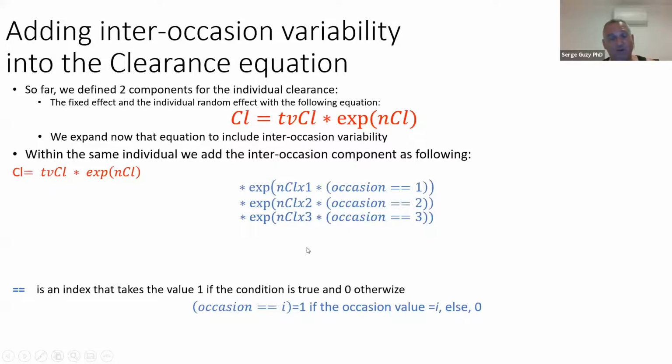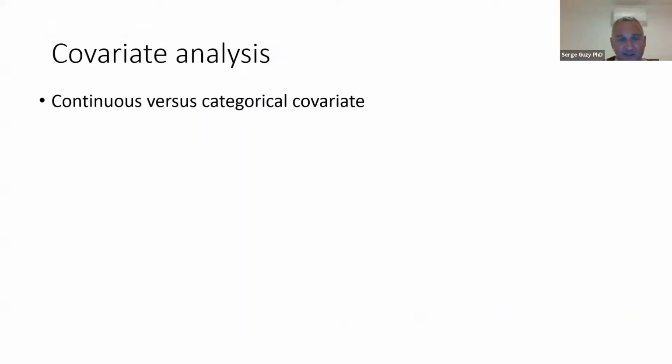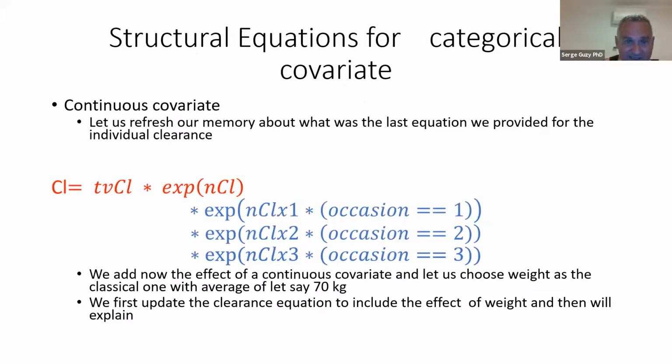And now I'm going to complete this equation, assuming that I can have a fixed effect, either continuous or categorical. Okay, then I have this here. Remember that basically this is what I have so far. Clearance is the clearance for any individual. This is the typical clearance. This is the random effect between subject. This is the random effect within subject. And again, if you don't have data that allow you to estimate that, you can cancel that.